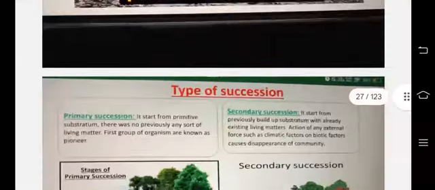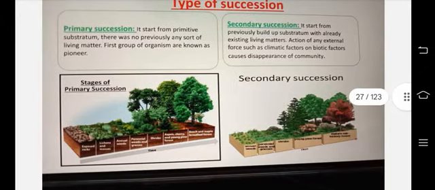Types of succession: primary succession. It starts from a primitive substratum where there was previously no living matter. The first group of organisms is known as pioneers. Stages of primary succession. Here you can see secondary succession.